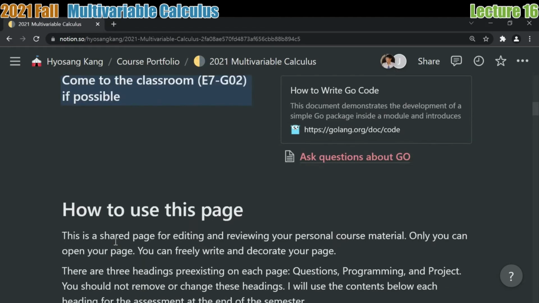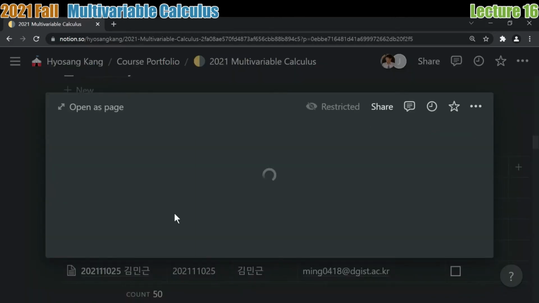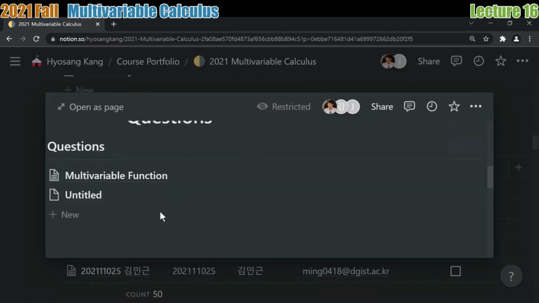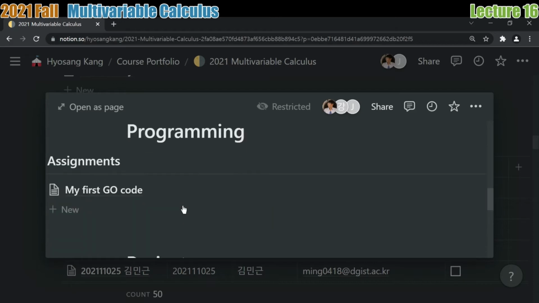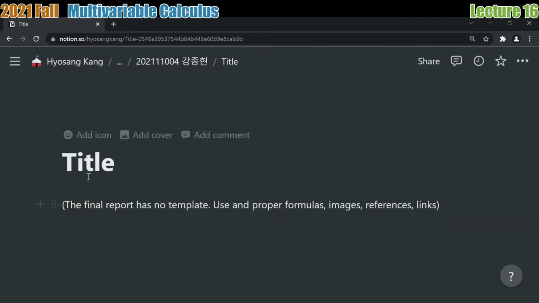If you go to your page, let's look at this one. You have to add your questions and programming and project part, but basically I added in the template that the final report should be on this page. So you click this and then you change your title, and then the content of the report should go here. Whatever you have done should be clearly presented on this page.